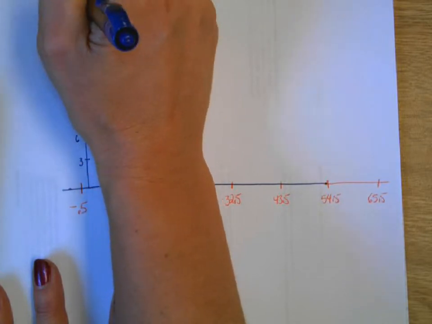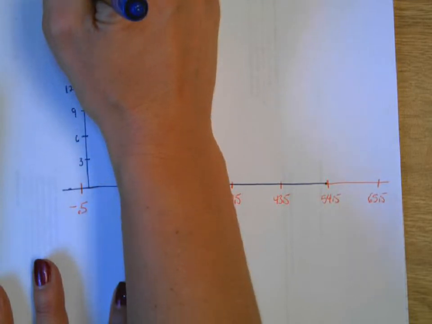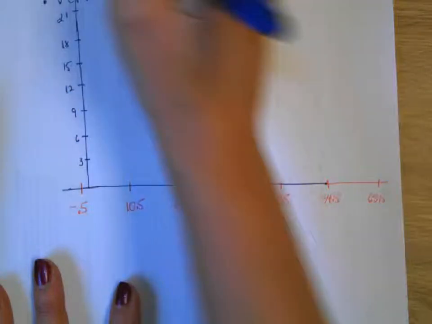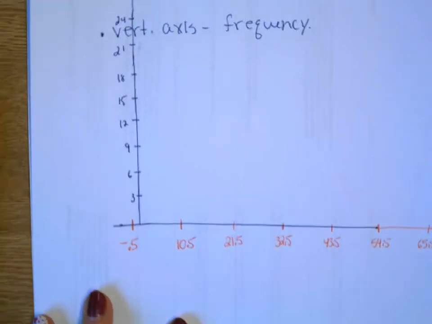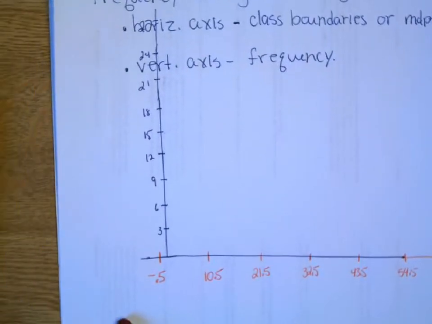21, 24, 27. I went by 3, so you could go with whatever you want. Why are you going to 27? Because that's our highest frequency, because I'm putting frequency on the vertical axis.